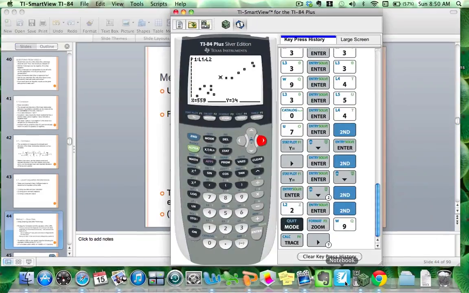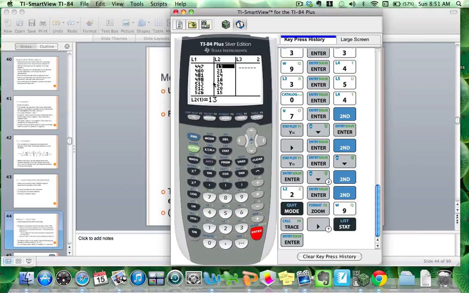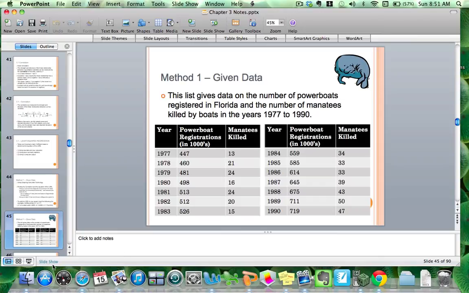I'm hoping you still have the manatee data in your calculator from yesterday. Take a look. If you do, your list 1 and list 2 should look something like this. 447, 460, 481 in list 1, and 13, 21, 24 in list 2. I want you guys to take a look around and see if there's anybody that needs this data. If you do, I'll pull it back up and pause the video so that you can do that. If not, skip past this part.